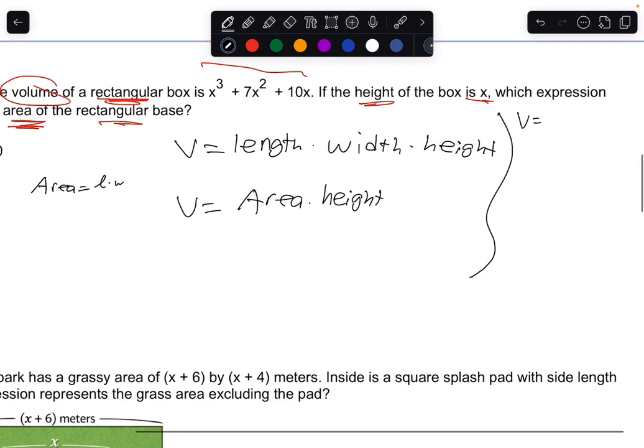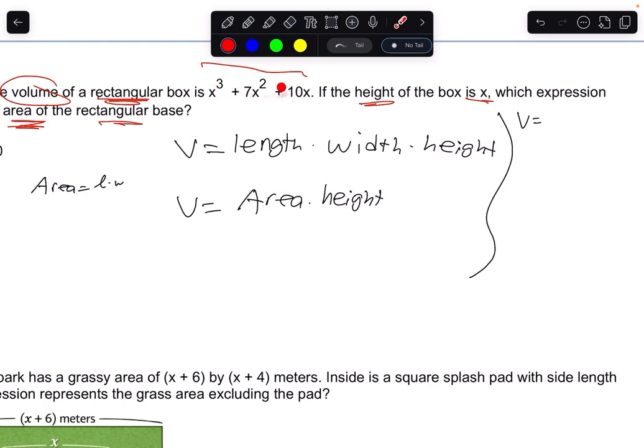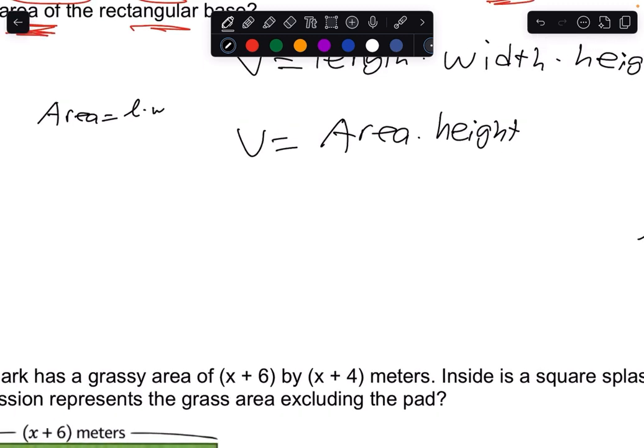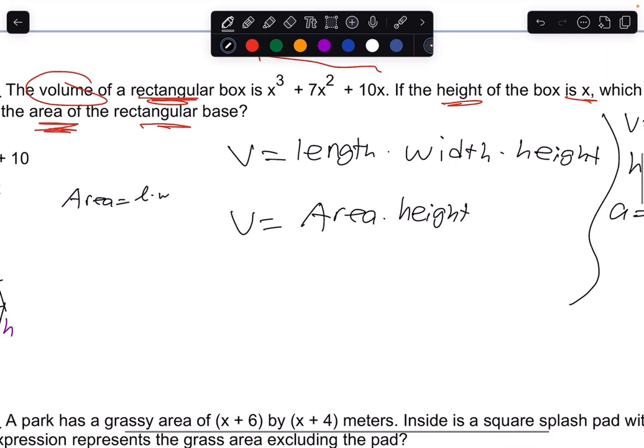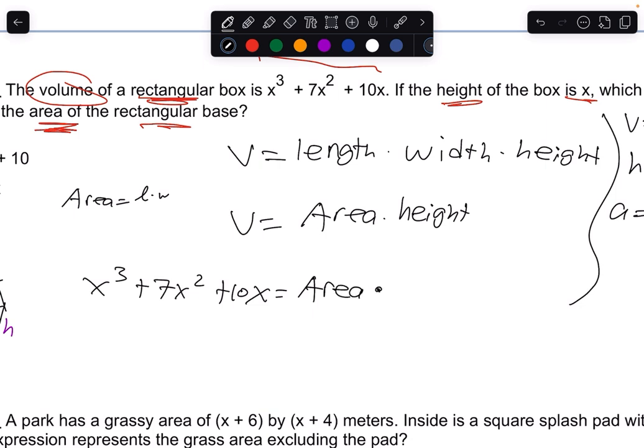So now the good news here is, hey, they give you the volume. The volume is that expression, x cubed plus 7x squared plus 10x. They give you the height, which is x, and they want you to figure out the area, or A. Well, let's plug in what we know. The volume, like we just said, is that x cubed plus 7x squared plus 10x. We don't know the area. That's what we're trying to find. We can say A or area. And we know the height, which is x.